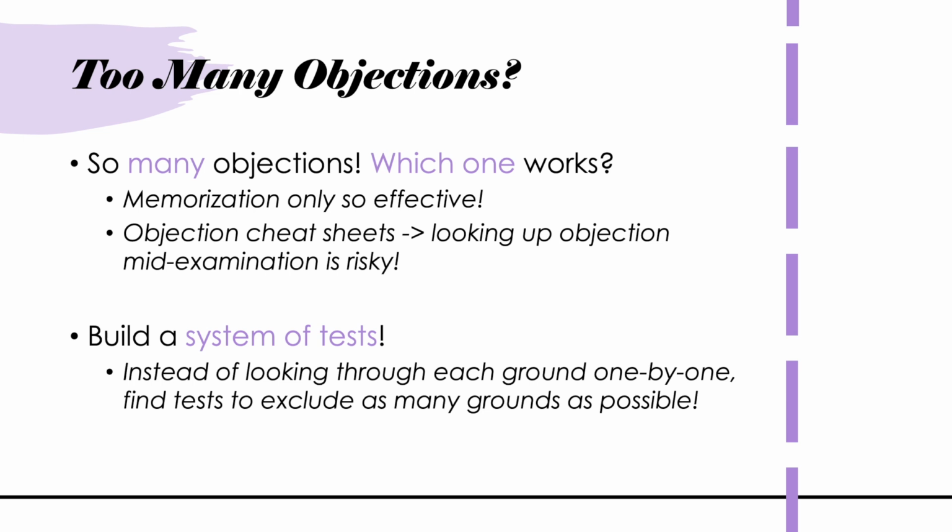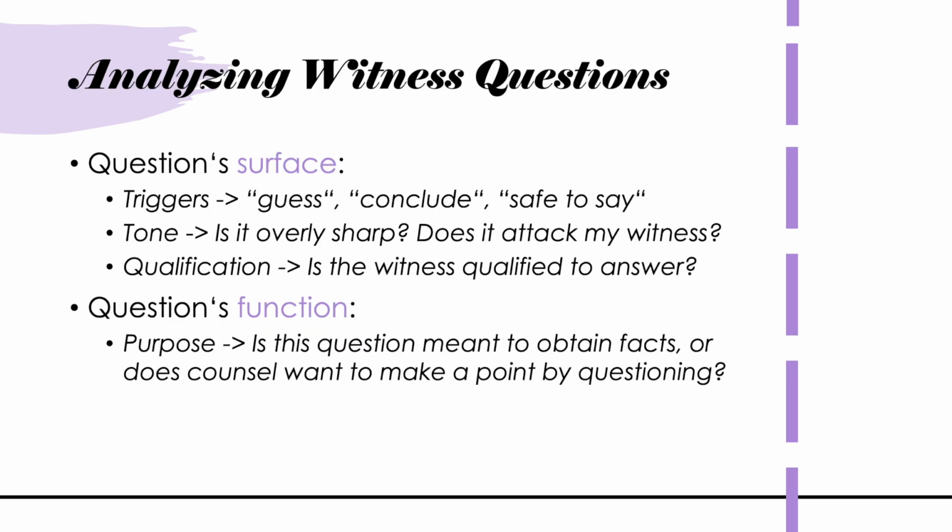Instead, what I recommend you to do is build a system of tests. Instead of looking through each objection, each ground for objection one by one on a cheat sheet, I recommend you find questions, so tests, to exclude as many possibilities as you can, as many grounds as possible for objection. So you have a question, and with a simple test, you exclude almost all of the objections and you're left with only a few, and then you'd have to decide based on context.